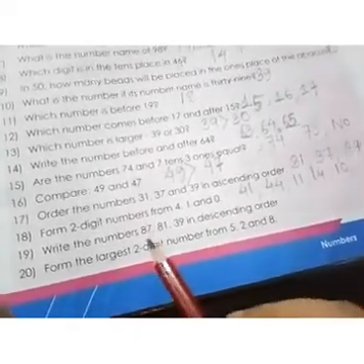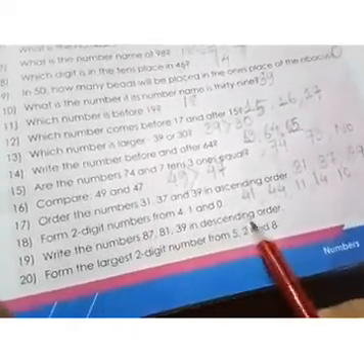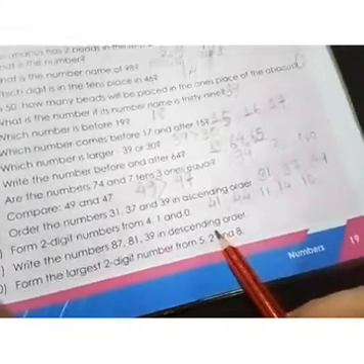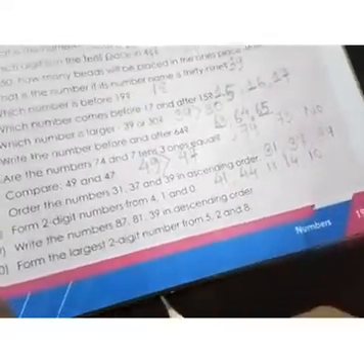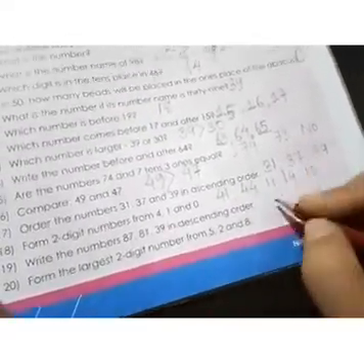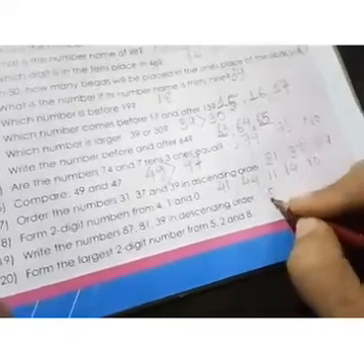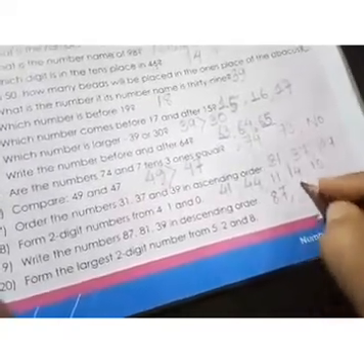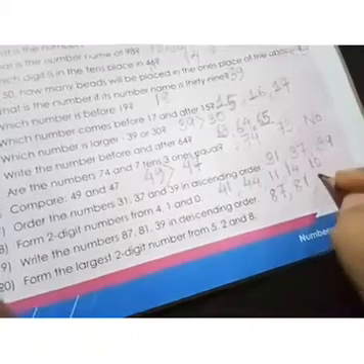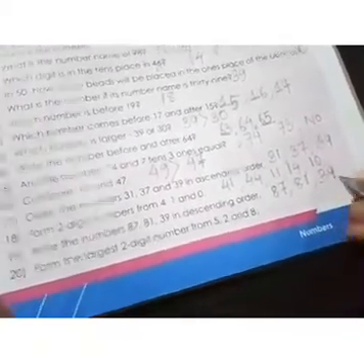Write the numbers 87, 81, 39 in descending order. When we have to write in descending order, we have to arrange the numbers from bigger to smaller. So which is the bigger number here? 87, then 81, then 39. Okay, so these are the numbers in descending order.